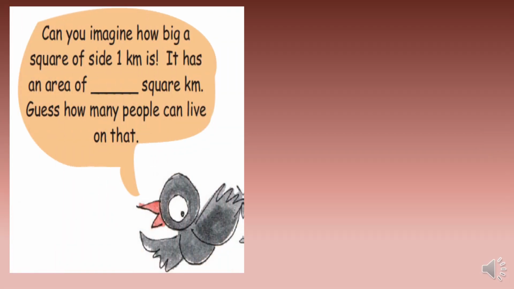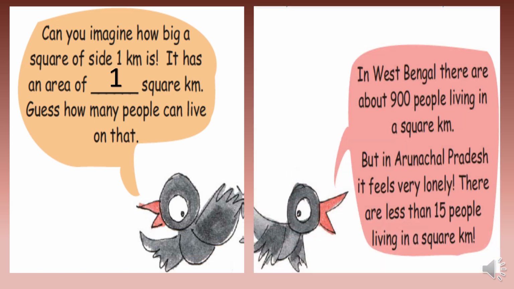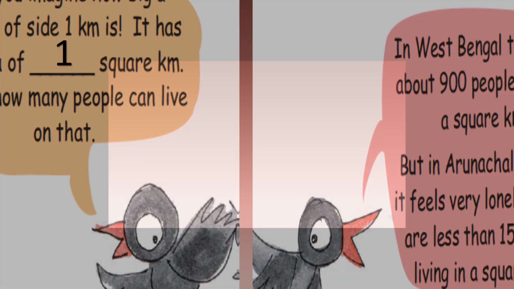So can you imagine how big a square of side 1 kilometer is? See, we have just now studied about 1 square meter. Now this is 1 square kilometer. So it has an area of 1 square kilometer. Guess how many people can live in a 1 kilometer square area? So in West Bengal there are about 900 people living in a square kilometer, but in Arunachal Pradesh it feels very lonely. Why? Because there are less than 15 people living in a square kilometer.